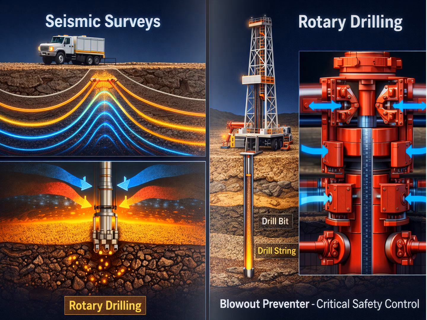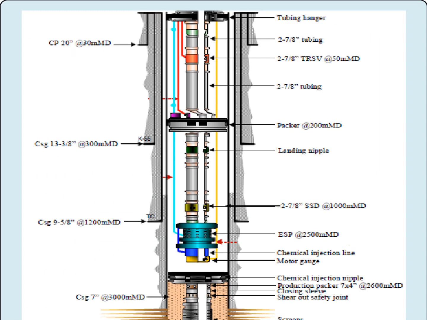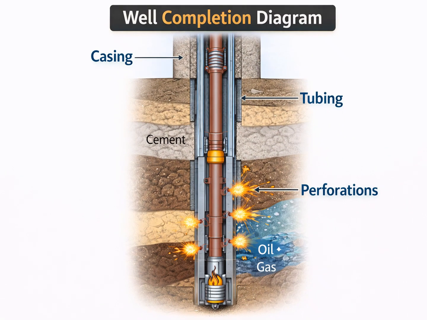3. Well completion. After reaching total depth, casing is installed and cemented. The reservoir zone is perforated, tubing is run, and a Christmas tree wellhead is installed, ensuring safe, controlled flow.